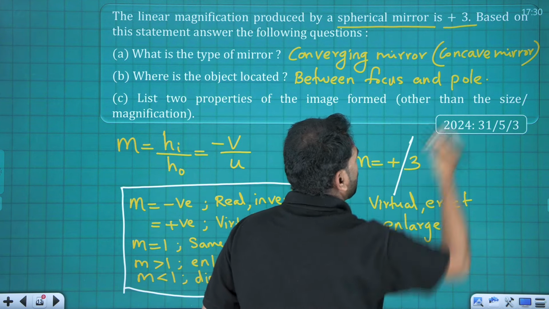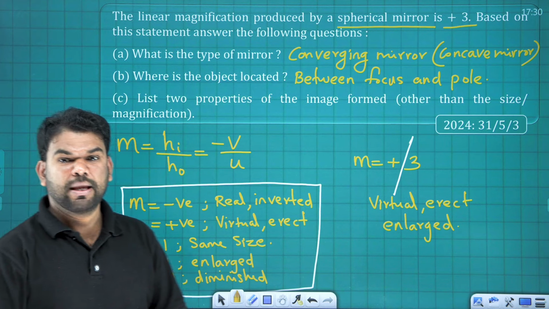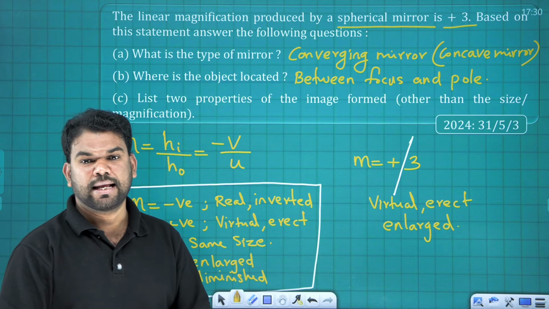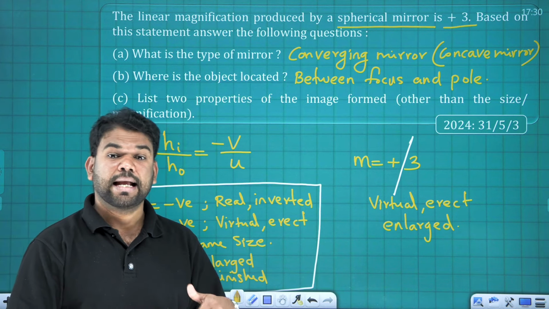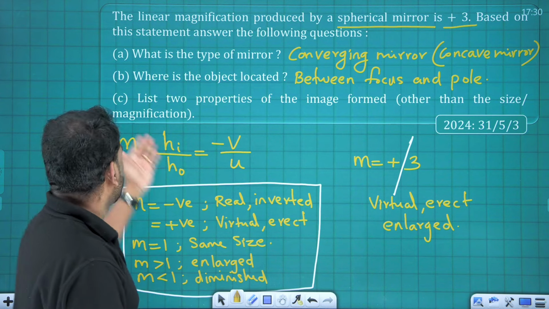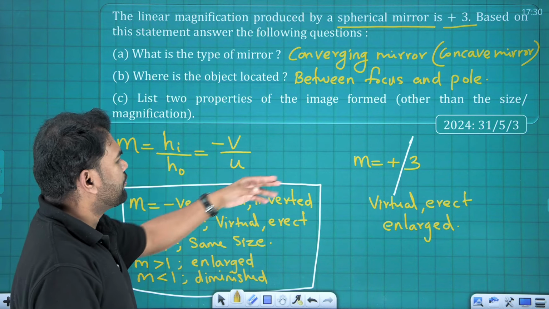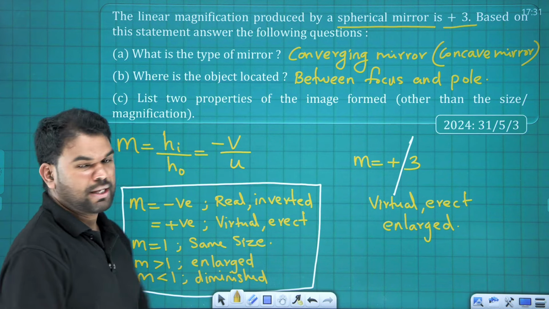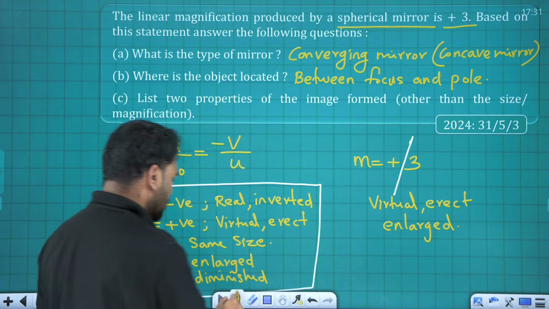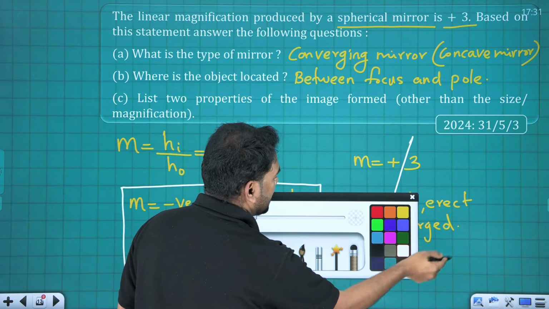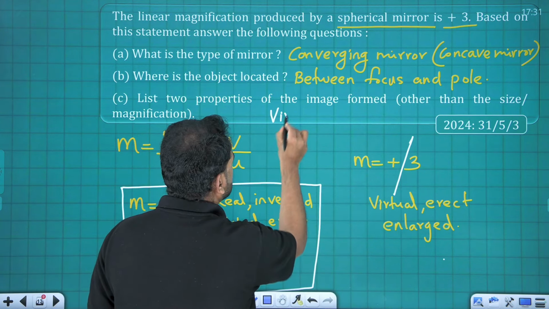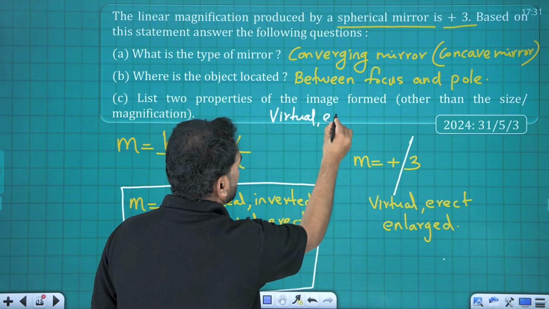So, the object is between the focus and pole. The image will be behind the mirror, and it is a virtual, erect and enlarged image. Now, list 2 properties of the image formed other than size and magnification. Two properties we already got: virtual and erect.